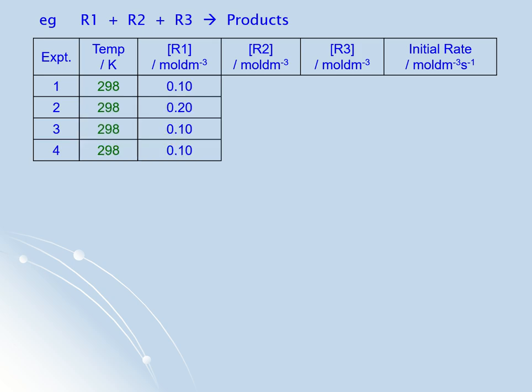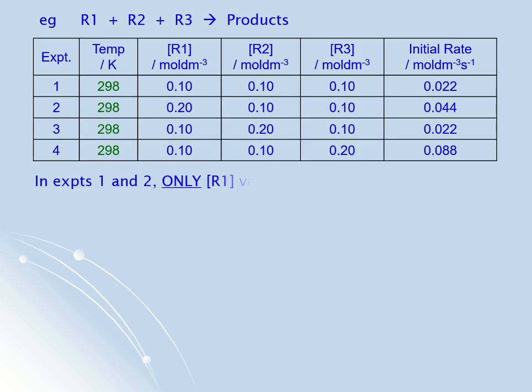So let's have a look at this one before we go. This time we've got to work out an overall order. So how do I do that? Well, remember I said earlier, I want to work it out for R1, R2 and R3. How do I do it? Well, I'm going to try and find an experiment where only one of those reactants changes and the other ones stay the same. So this is a nice simple one.